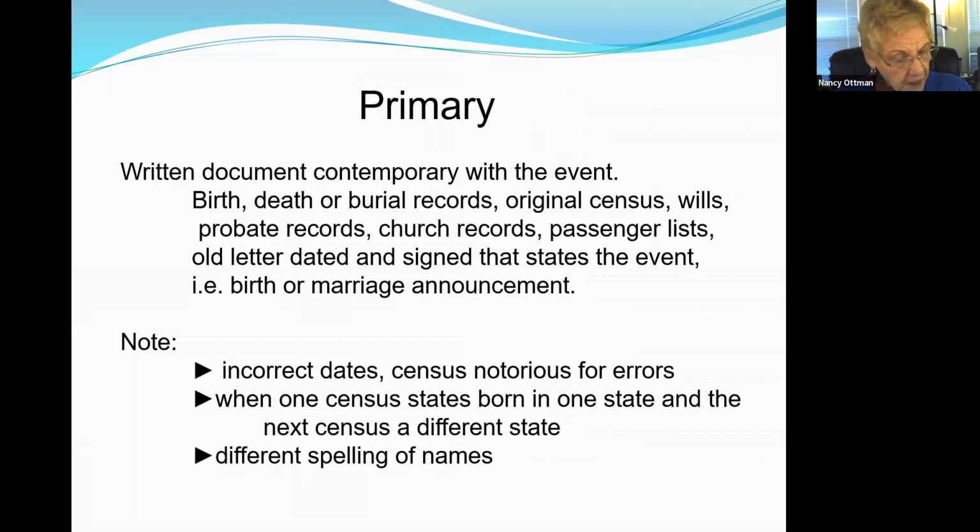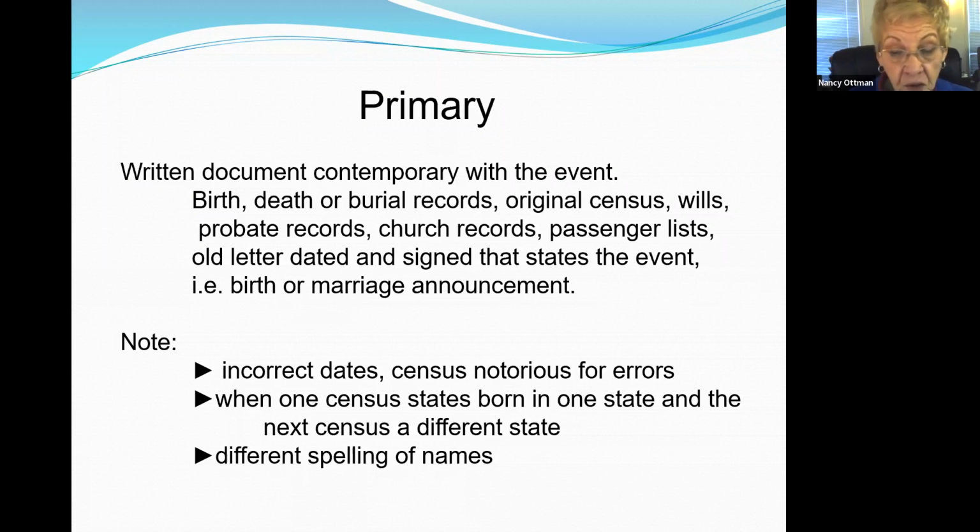Primary sources. Primary sources are written documents that are contemporary with the event, meaning it's a birth, death, or burial record, something that was made at the time that the event happened. Original census, wills, probate records, church records, passenger lists, older letters dated and signed that states the event, like birth or marriage announcements. But note, incorrect dates can occur on any form.